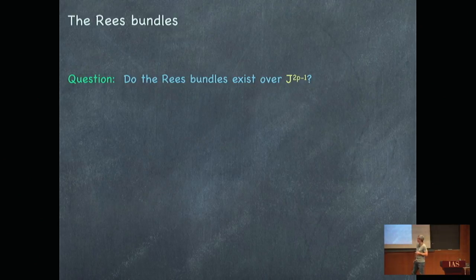That seems to be tricky. All right, so here's the question. Do the Rees bundles exist over this space of rank 1 projection operators, as algebraic vector bundles? Oh, so the answer is yes. That's a theorem of Aravind Asok, Jean Fasel, and myself.